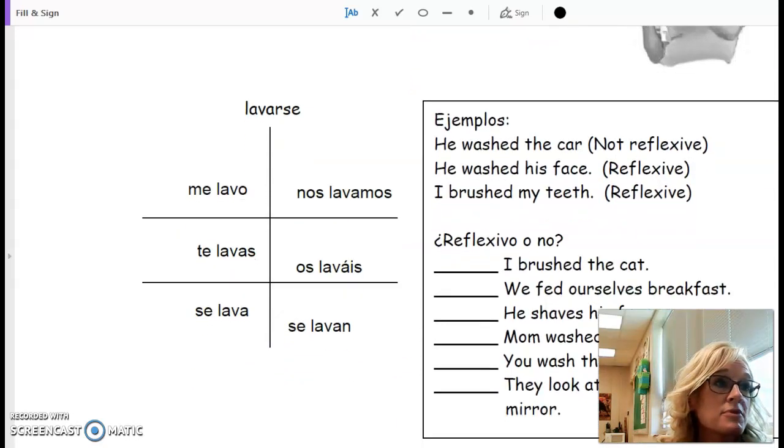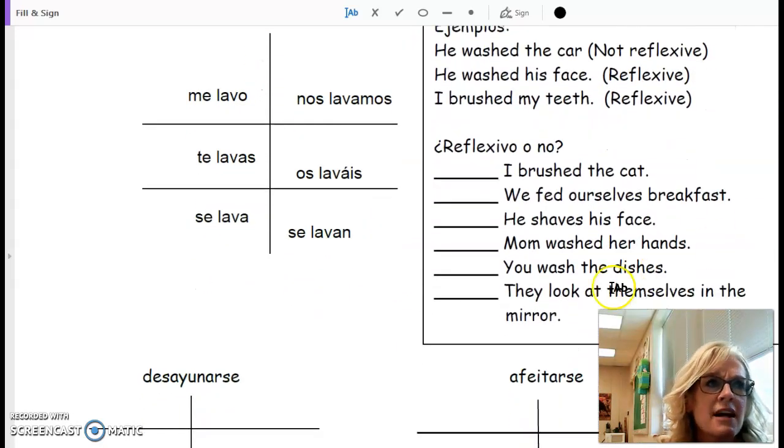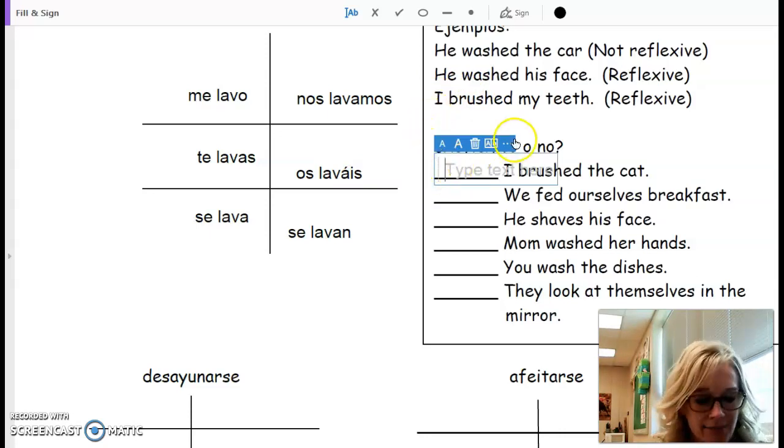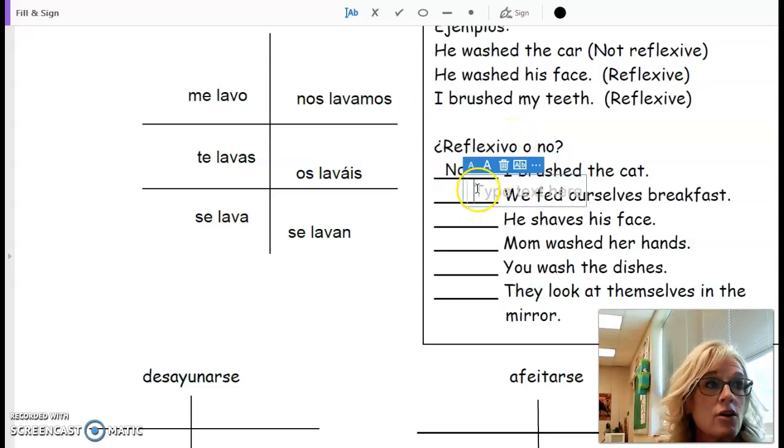Now, there's some examples here. He washed the car. That's not reflexive because you're washing the car, not yourself. Versus he washed his face, which is reflexive because it's your own face. I brushed my teeth is reflexive because those are my teeth. I brushed the cat. No, not reflexive. You're brushing your cat. We feed ourselves breakfast. Yes, that is reflexive because we're feeding ourselves. Our mom or our dad isn't feeding us.